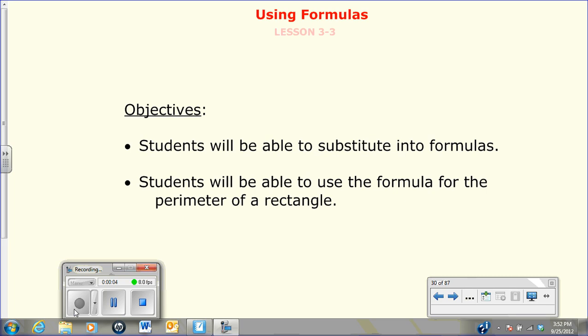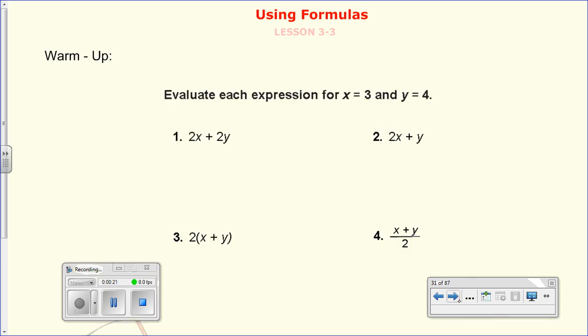Hello, 7th graders. Tonight we're going to look at lesson 3-3 on using formulas. In tonight's lesson, there are two main objectives. First, you will be able to substitute into formulas. And secondly, you will be able to use the formula for the perimeter of a rectangle. So let's go ahead and get started.